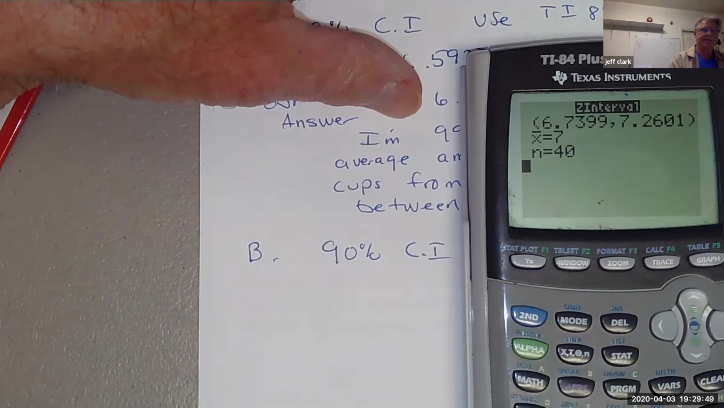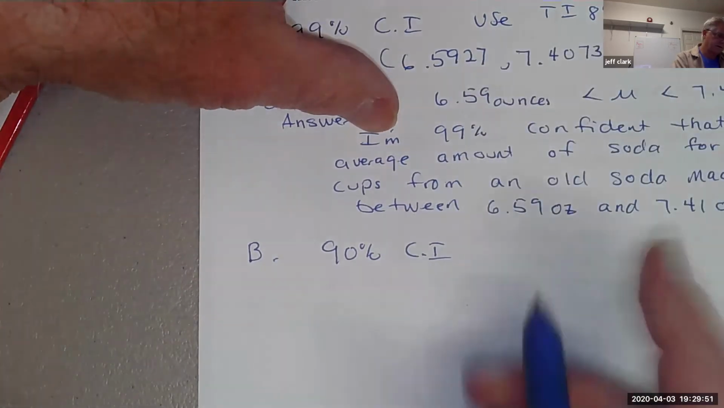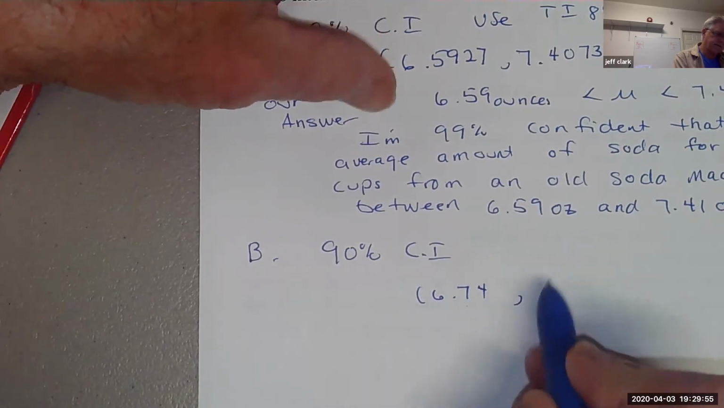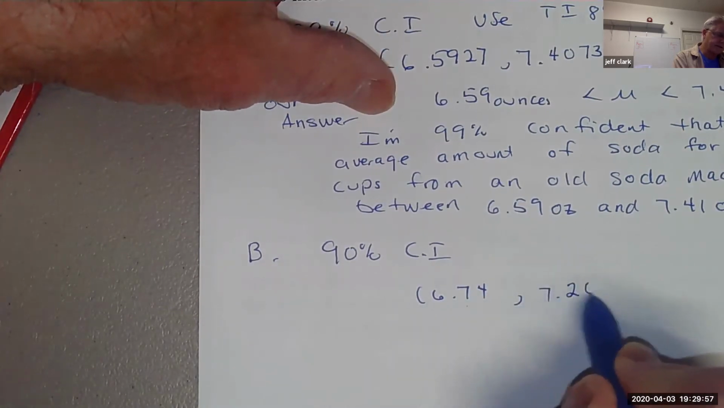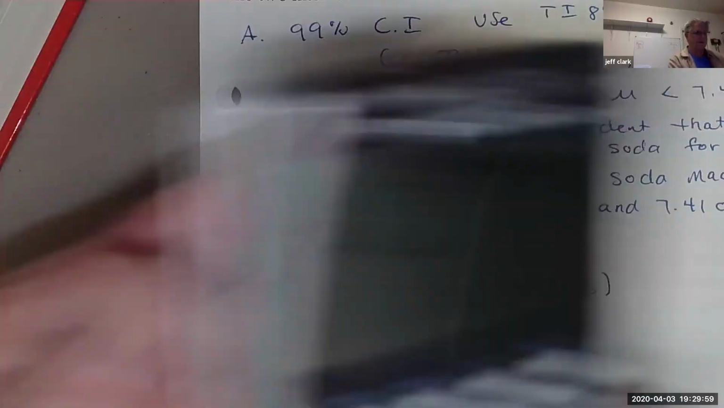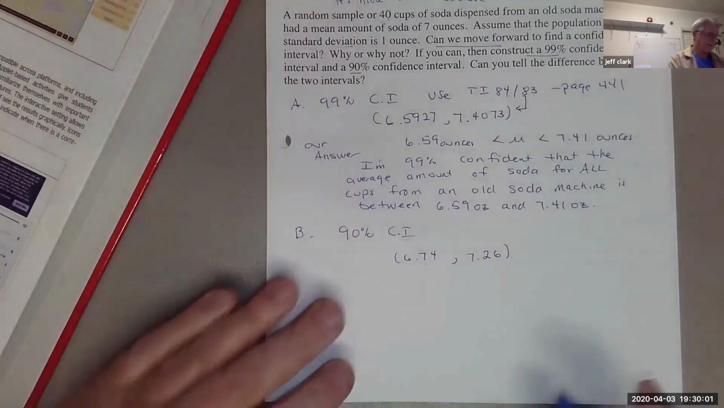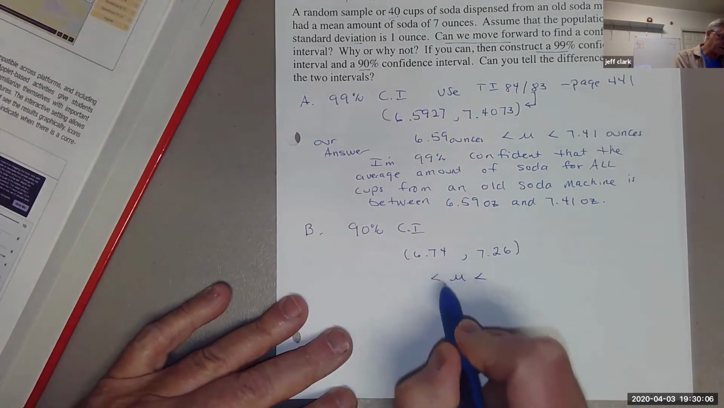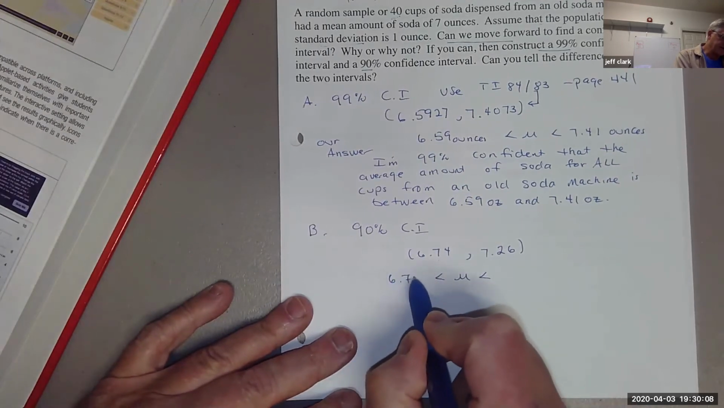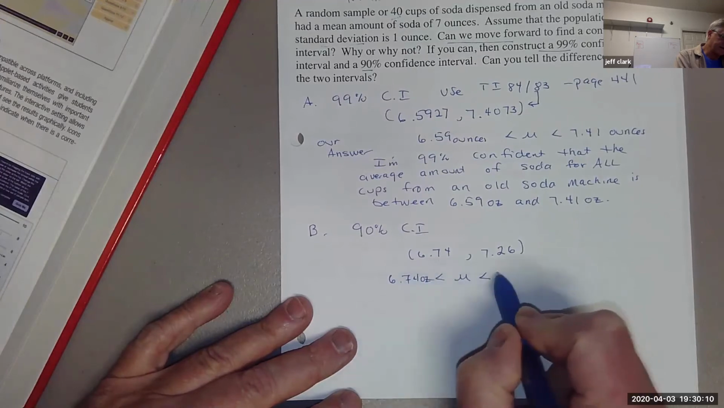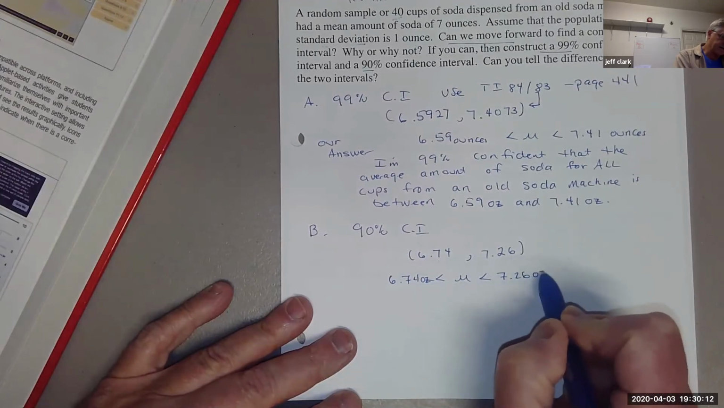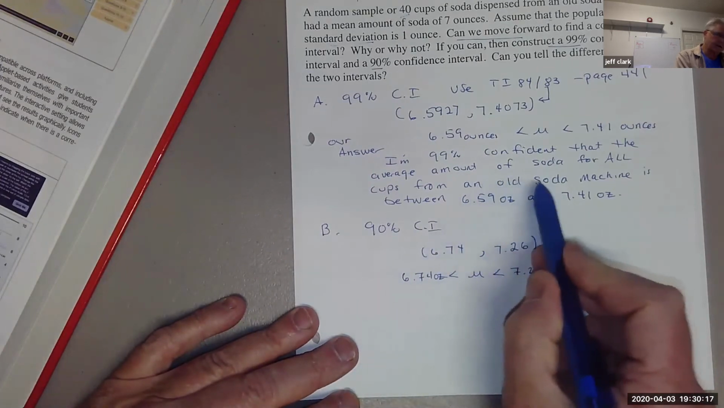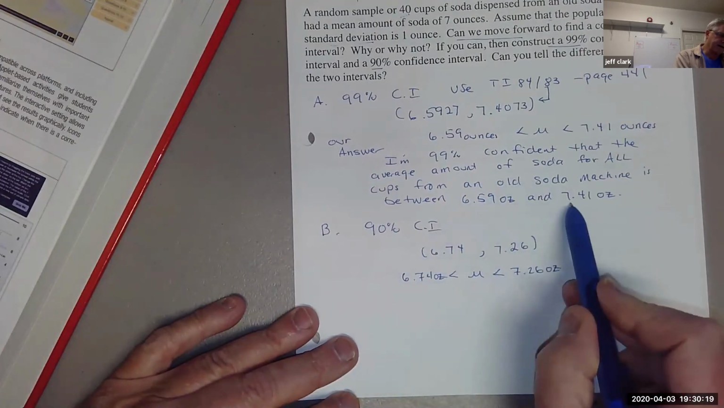So 6.74 rounded, 7.26 rounded. Maybe the answer is in an interval with mu. So 6.74 ounces, 7.26 ounces. And then you'd say the same thing right here, except it would be between these values.